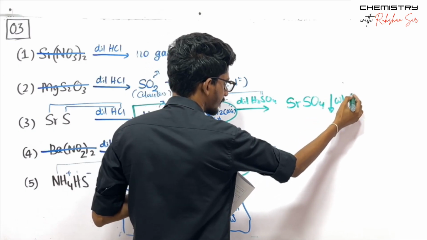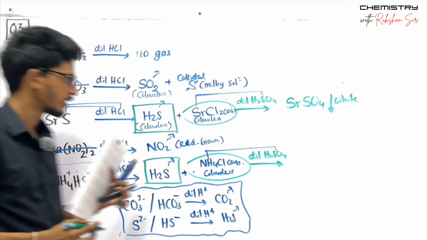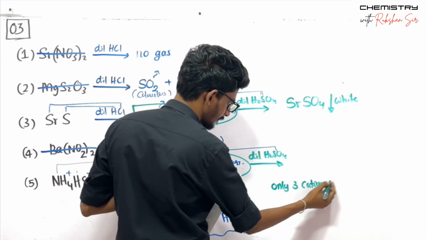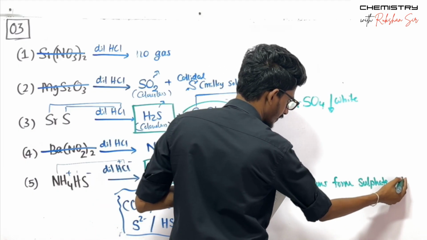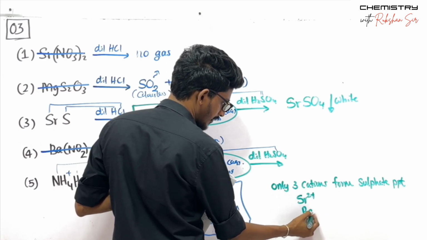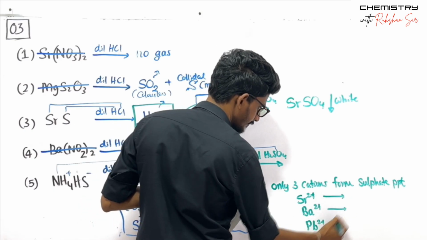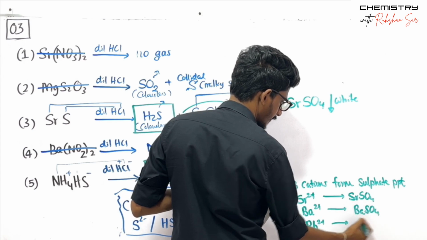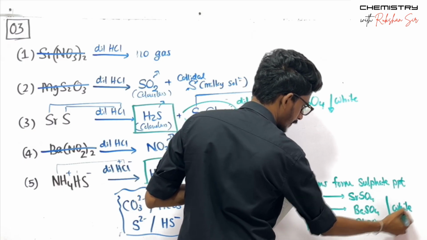White PPT. Like in the earlier case, only 3 cations are capable of forming sulfate precipitates: strontium 2+, barium 2+, and lead 2+. They produce strontium sulfate, barium sulfate, and lead sulfate, all white precipitates.